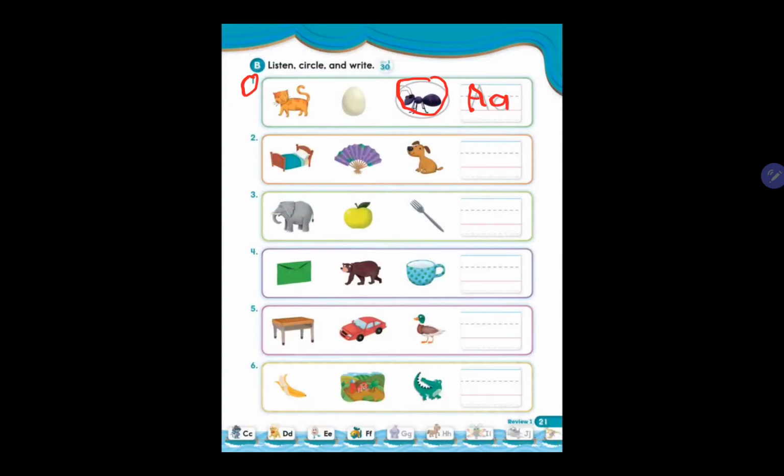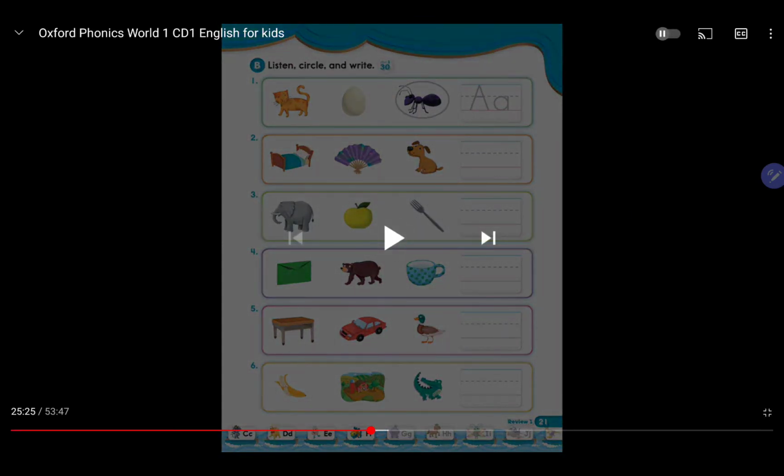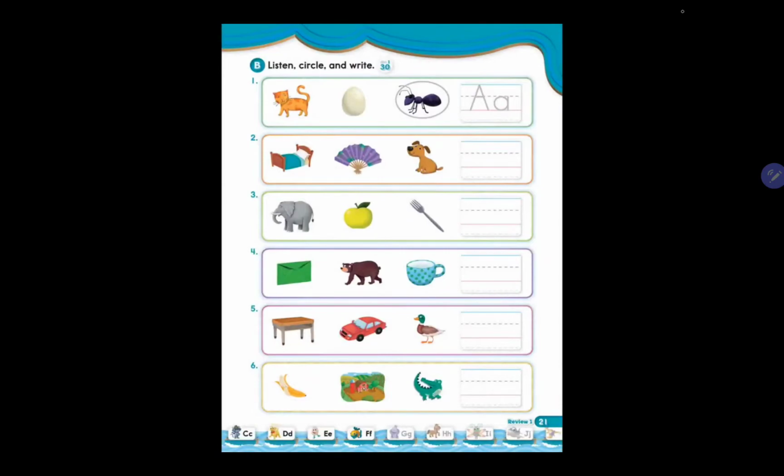Oh, I don't write very beautiful. Let's put my computer down so I can write a little bit better. Okay, let's listen and circle and then write the letter. One. Ant. Two. Fan. Okay, let's go do it.